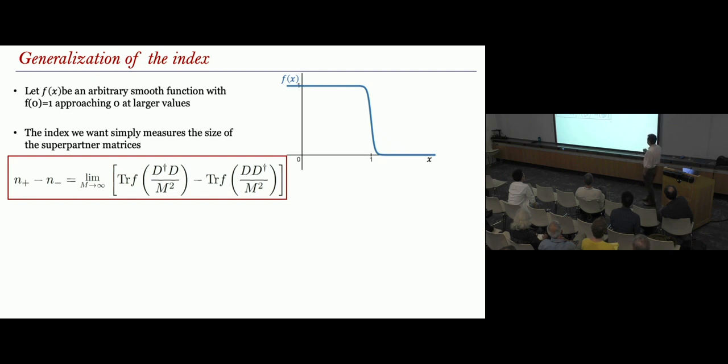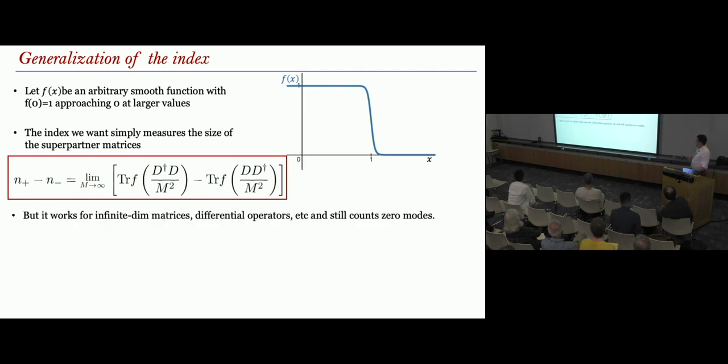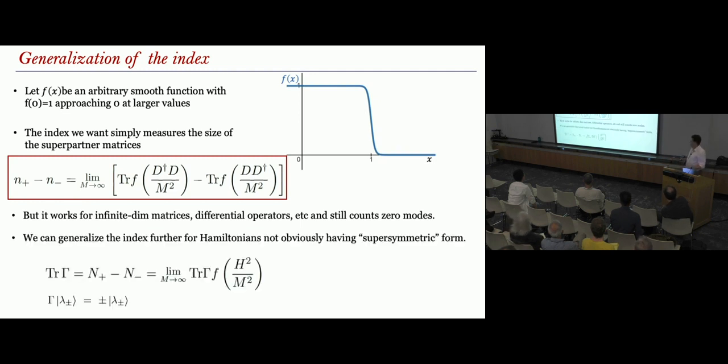Say you have a pretty much arbitrary smooth function which starts at 1 and goes to 0. Then you take this limit, which is actually motivated by Fujikawa's method in chiral anomalies. Clearly, if it's a matrix, it's going to count the size of the matrix. And so this gives you the number of zero modes. But the good thing is that it generalizes for infinite dimensional matrices, differential operators, and other structures we may want to work with. And there are other ways to generalize this stuff, for Hamiltonians that don't obviously have this sort of supersymmetric form.